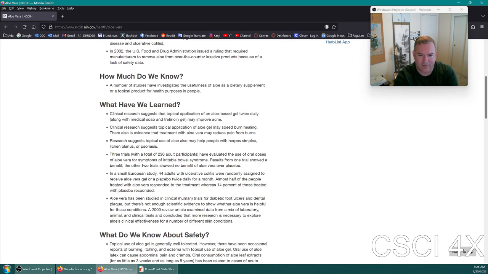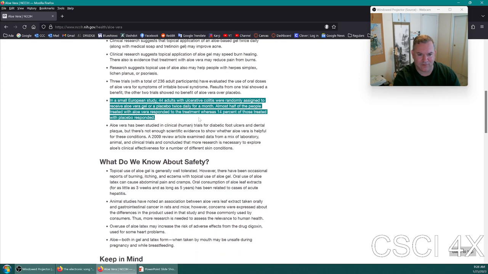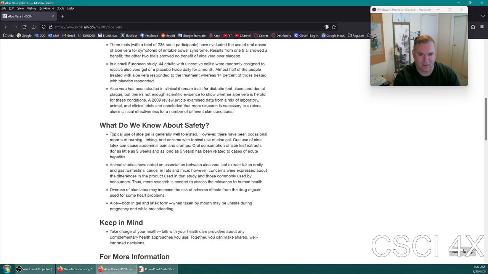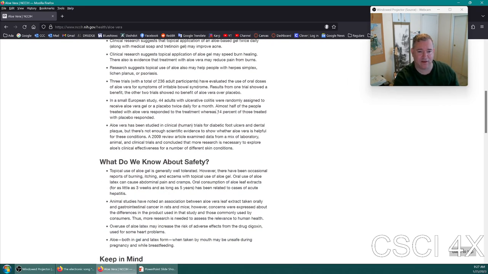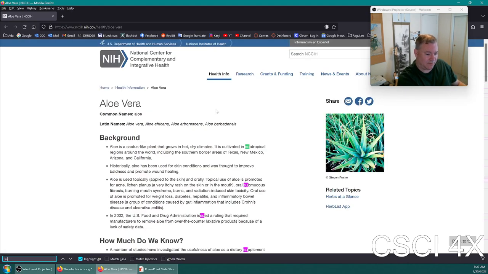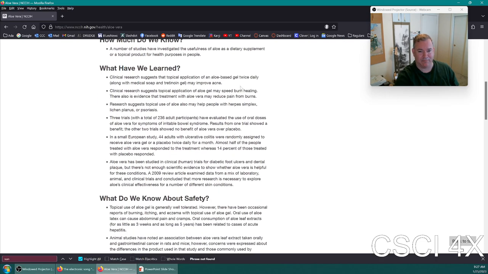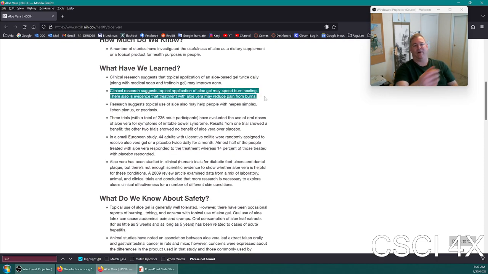Cool. Not what we care about, though. It may speed burn healing. There's evidence it may reduce pain from burns. But we're talking about sunburn, not like an actual burn. IBS, don't care. Colitis, don't care. Diabetic foot ulcers, don't care. So, yeah, I don't see anything on sunburn, though. I don't see, like, burns, maybe, but also it just says there is evidence.